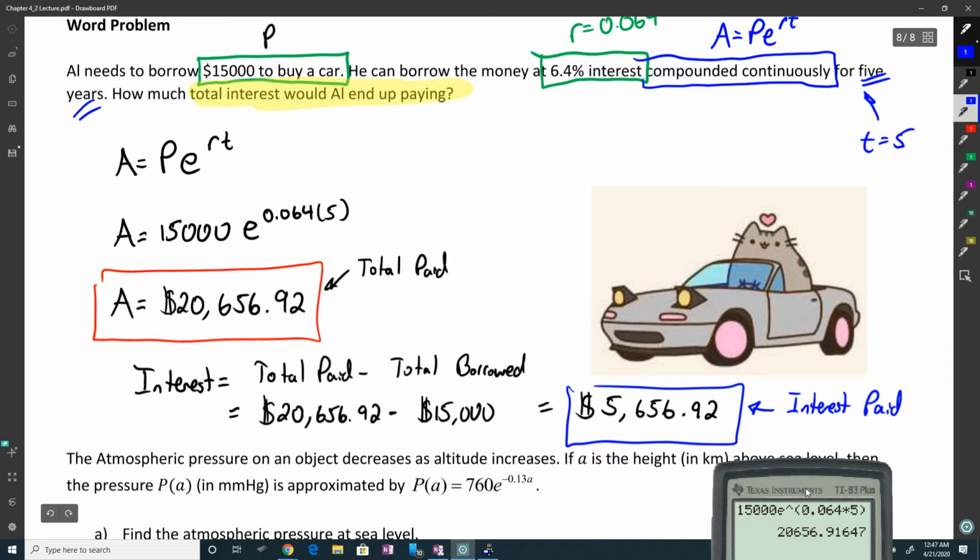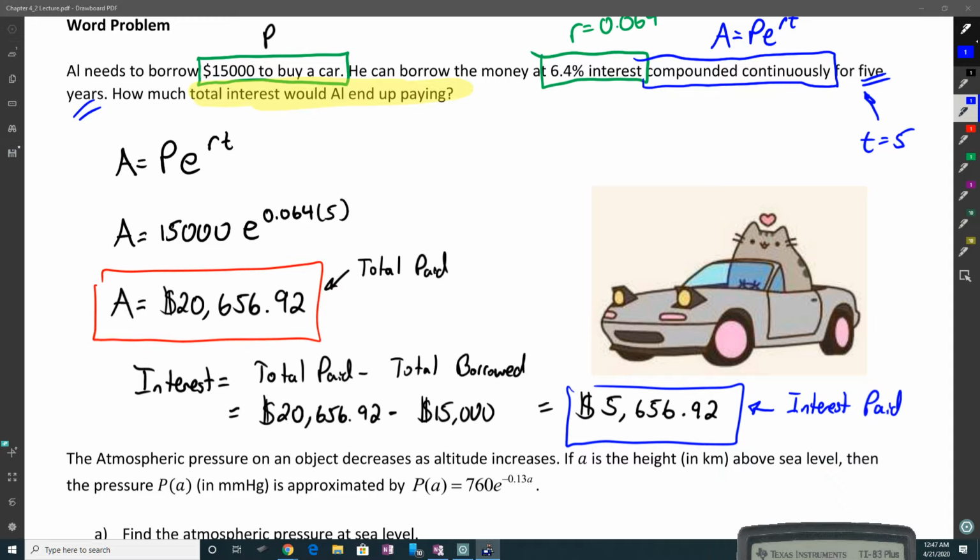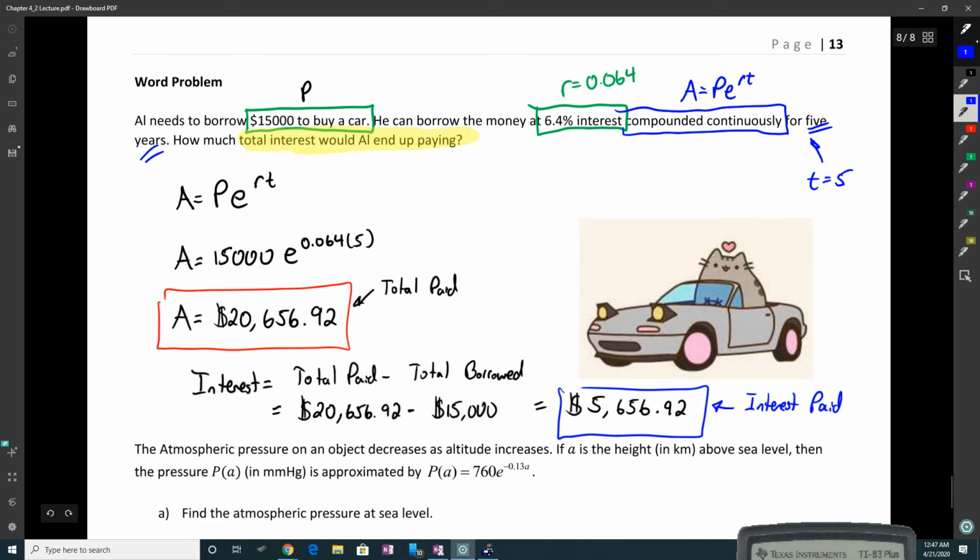And for a car, that sounds about right. Usually if you buy a car new, you're going to be paying about that much in interest if you're paying on time or if you end up paying a little early.